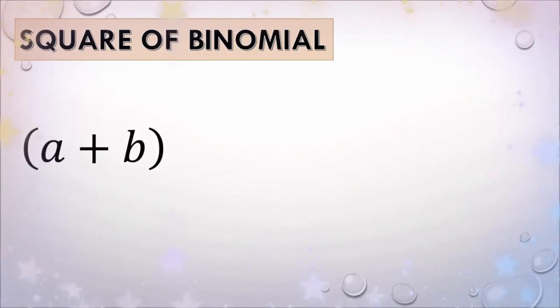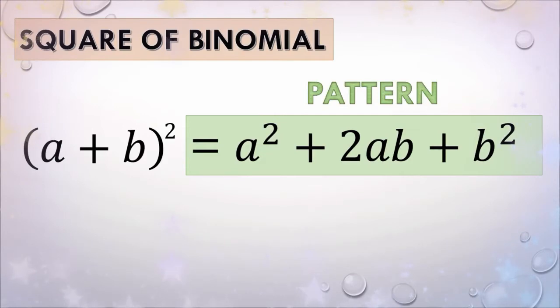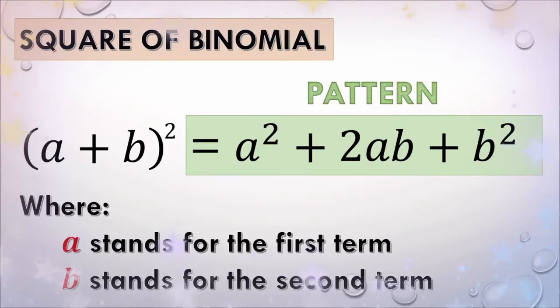Yes, you are right. A binomial is a polynomial having two terms. If you're going to square a binomial, we are going to raise the two terms to the second power. The square of binomial has the pattern a squared plus 2ab plus b squared, where a stands for the first term and b stands for the second term. For you to understand where you get the pattern, please watch this video.